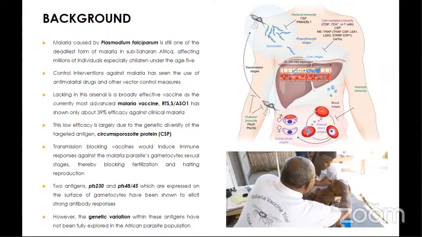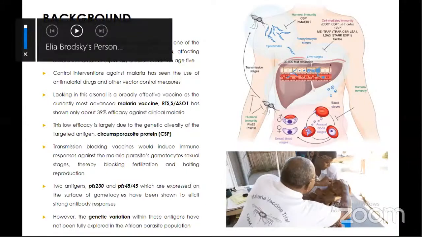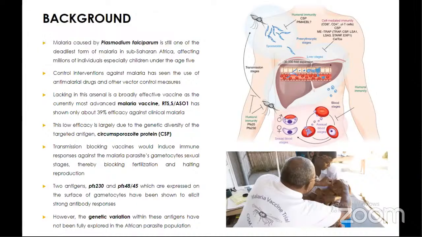I don't quite understand your question, but okay, let me rephrase the question. The question is, you are mentioning that there is a specificity, so less genetic diversity for these antigens than the current vaccine, right?